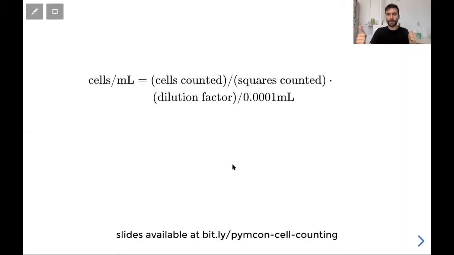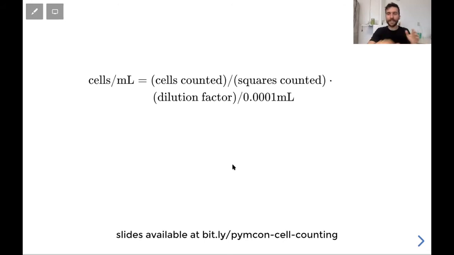So I just finished counting. I counted 95 in the 5 squares. So let's get on with the analysis now. I'm going to share a deck. Hopefully you can see that. I'm assuming you can. Okay.